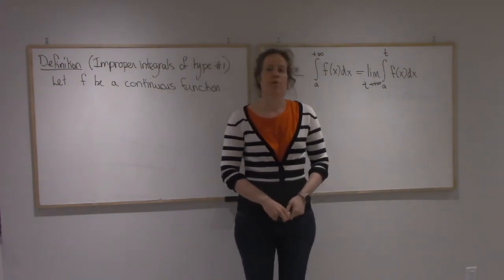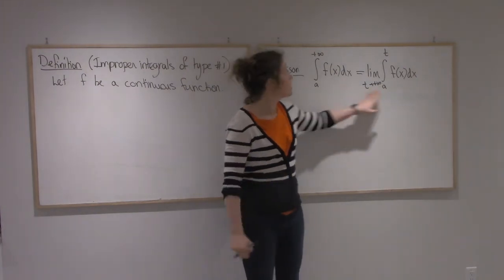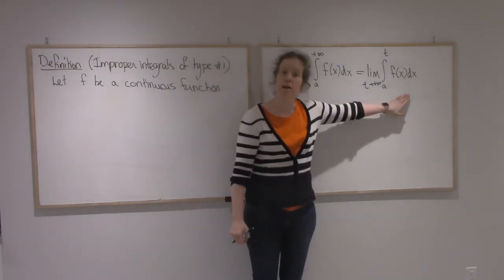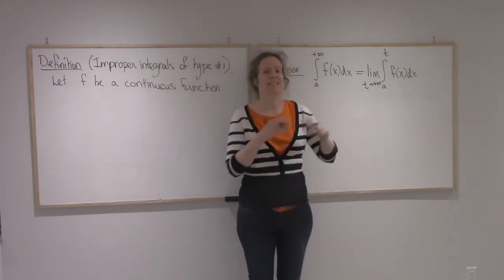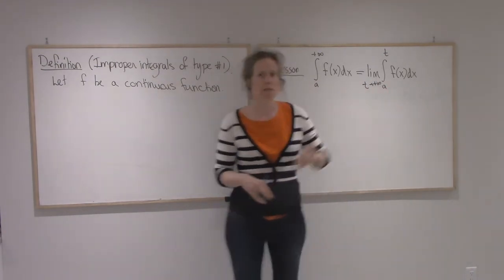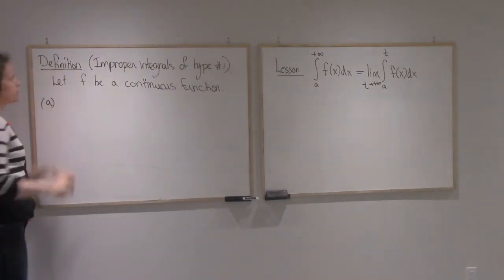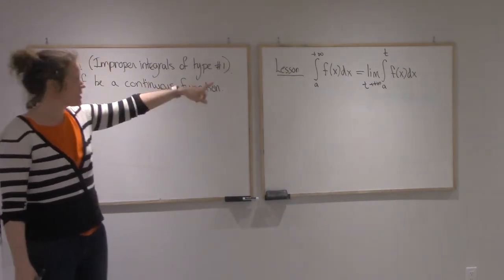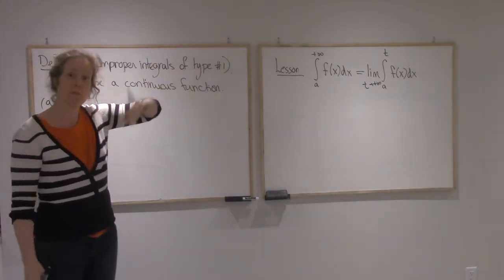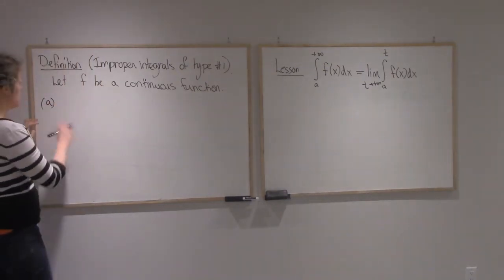Last example, we considered this integral and saw geometrically that it would make sense to define it this way. And so now we'll put it in a definition. We'll do this case and two other cases, but based on the same principle. So first, these are called improper integrals. I'm going to use type 1 for the ones like that one that have infinity or minus infinity as bounds. I'm going to assume f is continuous.